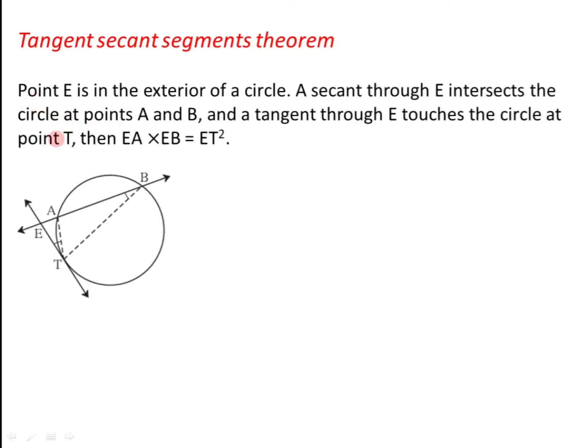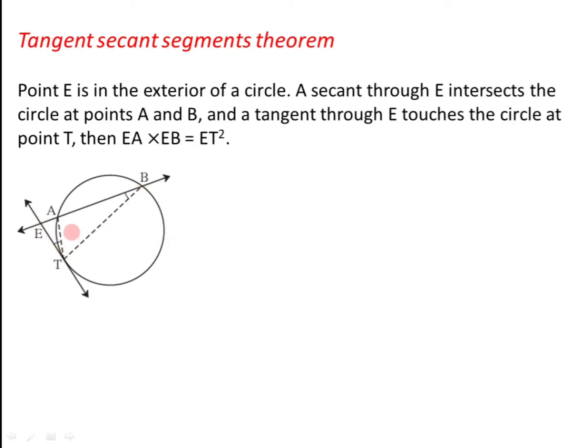For this diagram, if point E is in the exterior of a circle, the secant through point E intersects the circle at points A and B respectively, and a tangent is drawn through point E which touches the circle at point T. That's given. Then we have EA into EB equal to ET square. As we can see in the diagram, EA into EB must be equal to ET square. So we have to prove this.